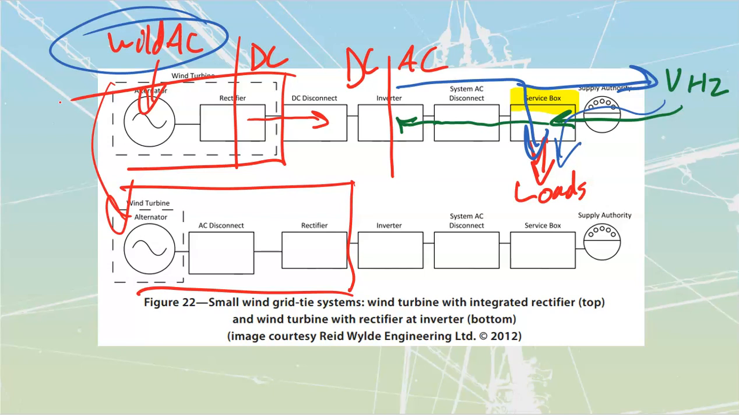From there, we don't see a lot of differences other than that this section over here doesn't have a DC disconnect as part of my rectifier. It could be external though. We could have another DC disconnect in line with that. For the rest, it operates the same way.